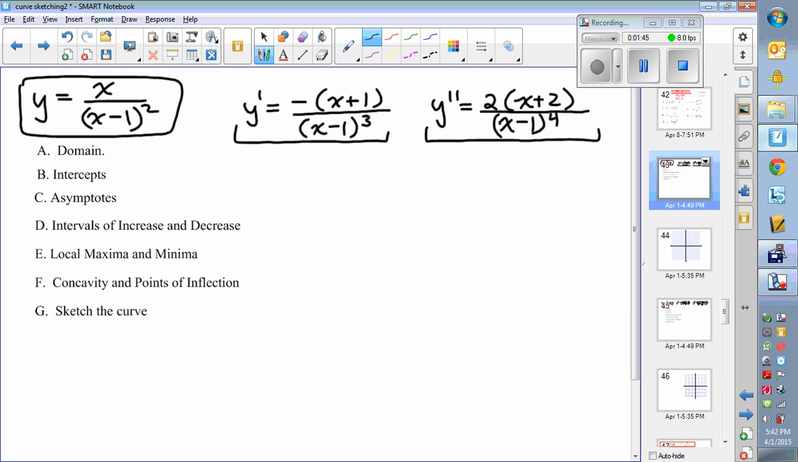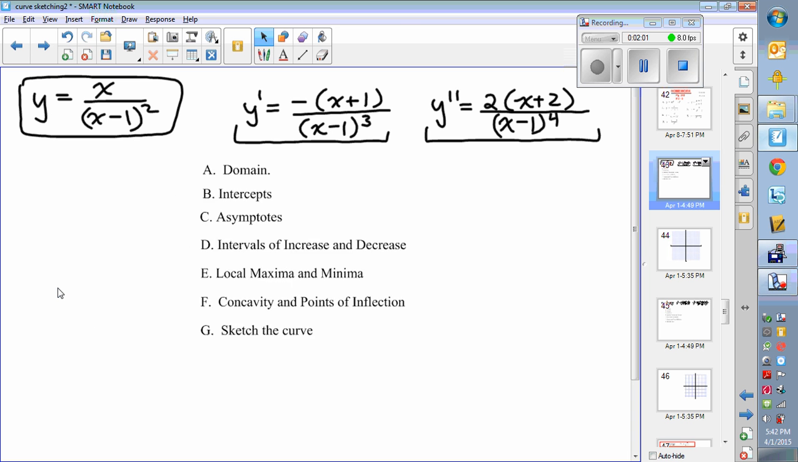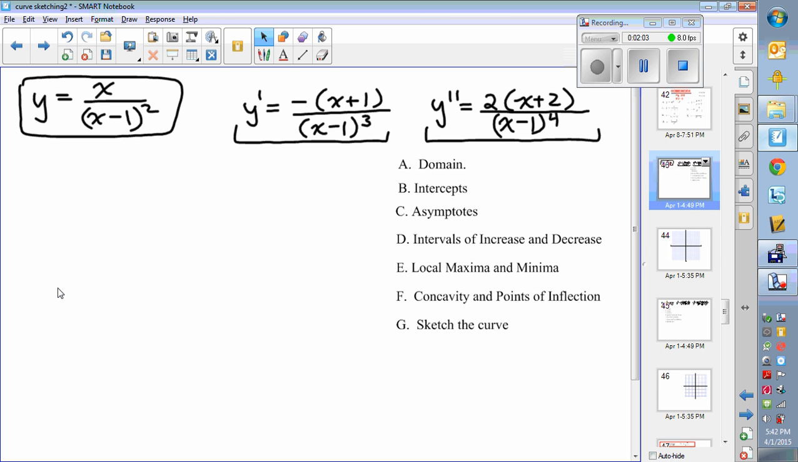Okay, so long story short, these are going to be presented to you. You see the first derivative, y prime, and the second derivative. And if they weren't given to you, you mutter under your breath and you go work them out yourself. Okay, so the things we need to consider: the domain, the intercepts, and asymptotes. So we'll start with domain.